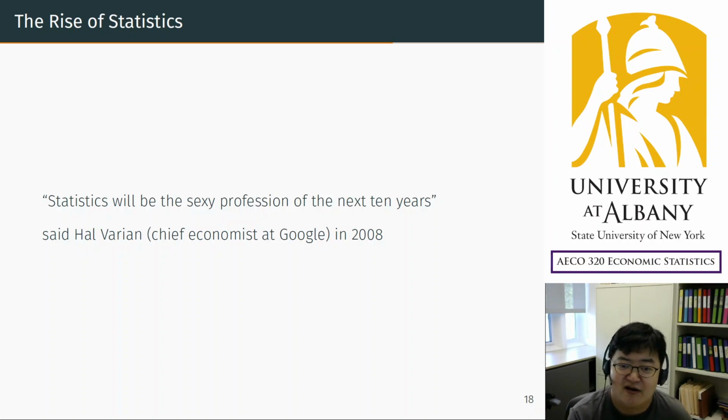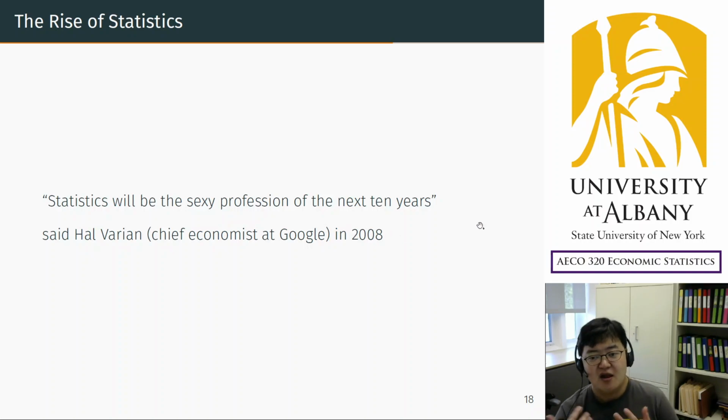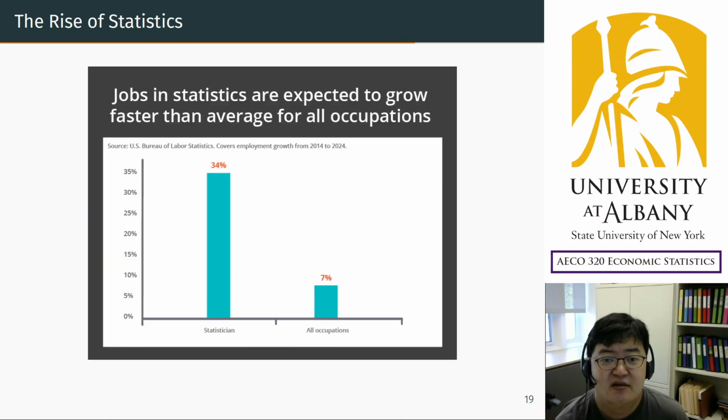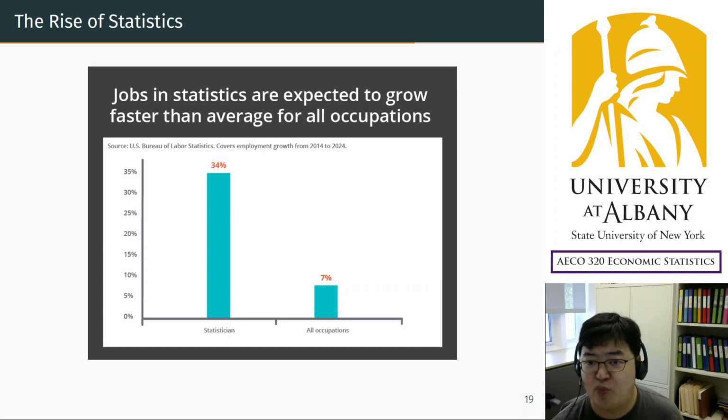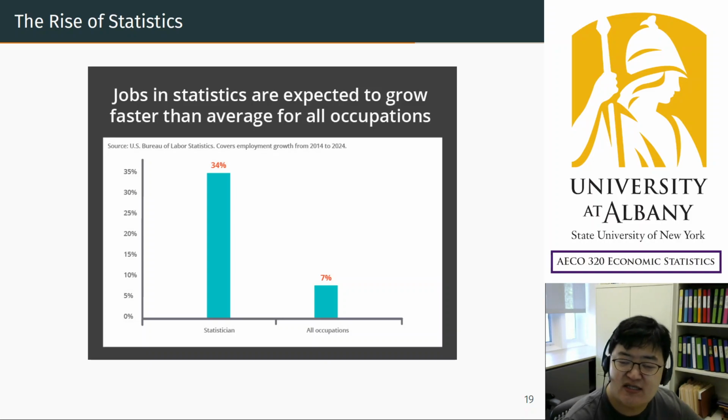It was said more than 10 years ago, so the trend is still going on. It was said by Hal Varian, chief economist at Google, in 2008, like 14 years ago. But still, I think this is valid, right? Statisticians are more in demand across all the occupations. Any company needs someone to analyze its data.